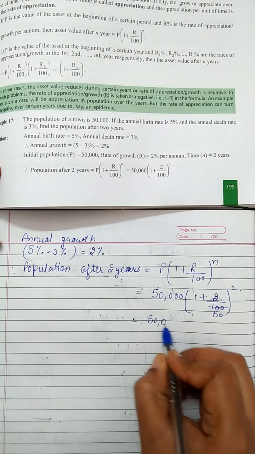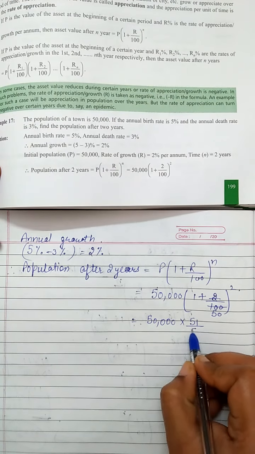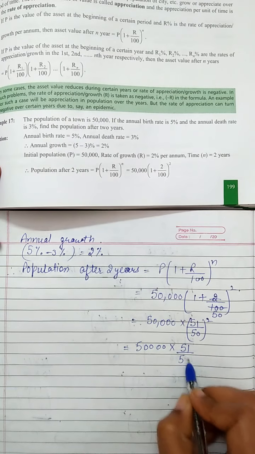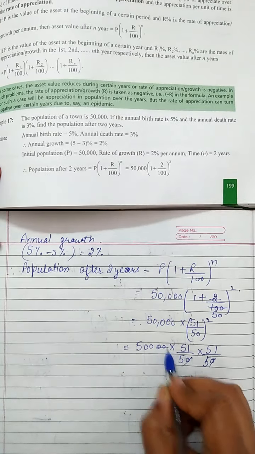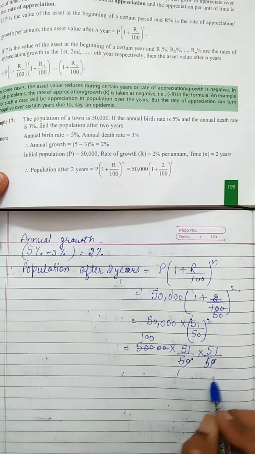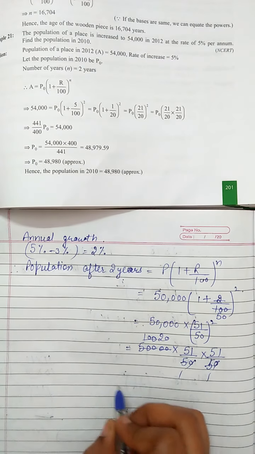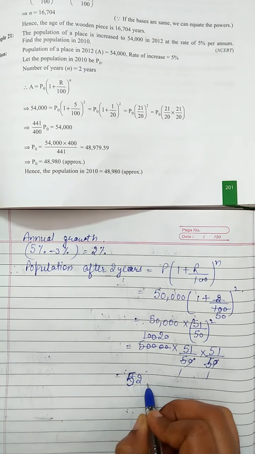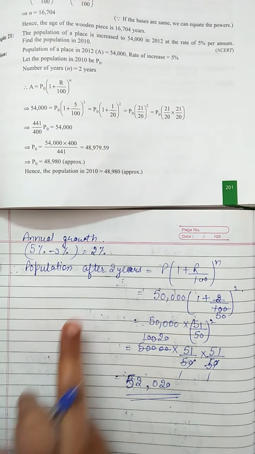Now we solve it. 50,000 multiplied by 51 upon 50 multiplied by 51 upon 50. So 2 zeros cancel with 2 zeros, 500s are and 5 20s. Okay, and after multiplication we get our answer, that is 52,020. So this is the population after 2 years.